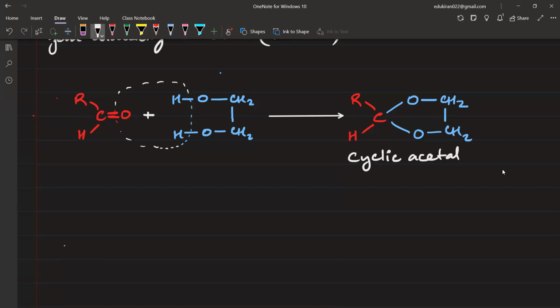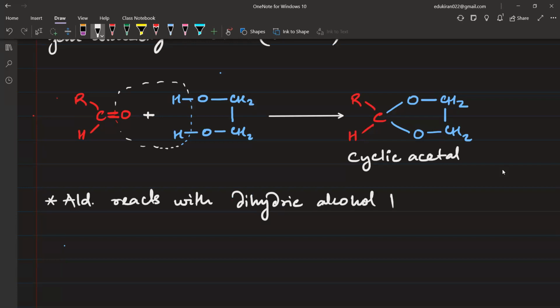Right. Next point. Again, same thing. Dry HCl and everything are same. You don't need to worry about that. Please write: aldehydes react with dihydric alcohol to give cyclic acetal.